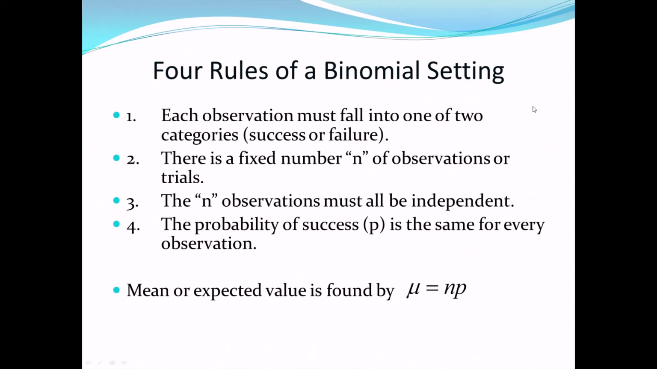All right, since it's a random variable and since we're dealing with a discrete random variable, it follows all the rules for discrete random variables, including how to calculate the mean. However, the mean can be calculated with this simple formula, mu equals n times p. So if I flip 4 coins, I would expect to get 2 heads, right? So n is 4, p is 0.5, 4 times 0.5 is 2. So there it is in action.